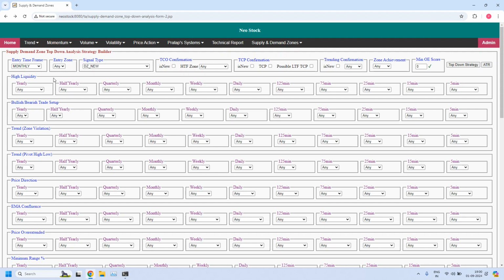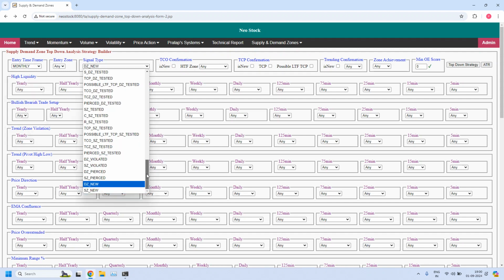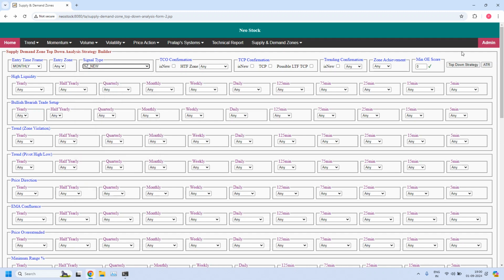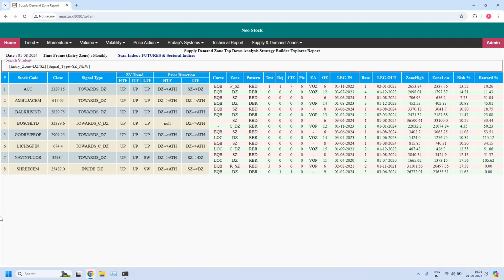In the next report for monthly time frame, let us find the stocks having newly created monthly supply zones. So these 8 stocks are having newly created monthly supply zones.